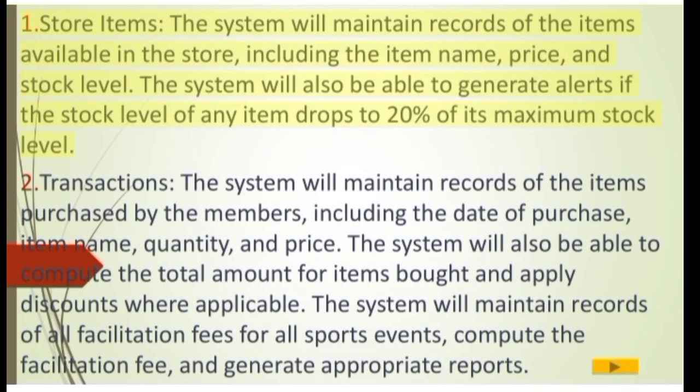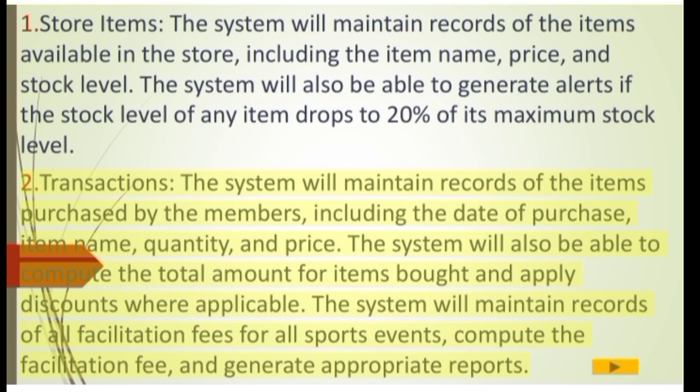1. Store items. The system will maintain records of the items available in the store, including the item name, price, and stock level. The system will also be able to generate alerts if the stock level of any item drops to 20% of its maximum stock level.